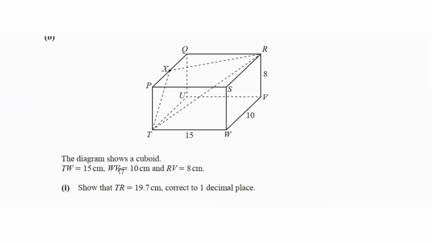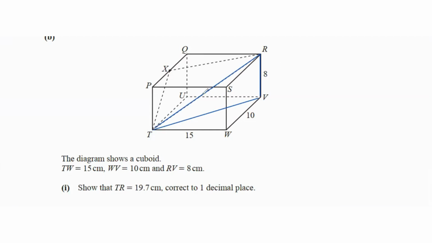In part B, it says the diagram shows a cuboid. TW is 15 centimeters, WV is 10 centimeters, and RV is 8 centimeters. Show that TR is equal to 19.7 centimeters, correct to 1 decimal place. So now first, we will join T and V over here. So if you look at this, this is a right angle triangle over here.